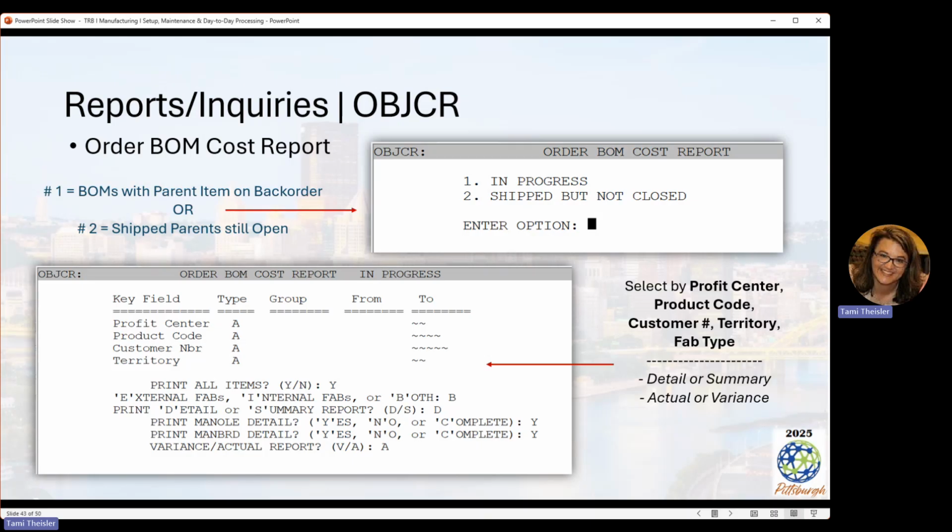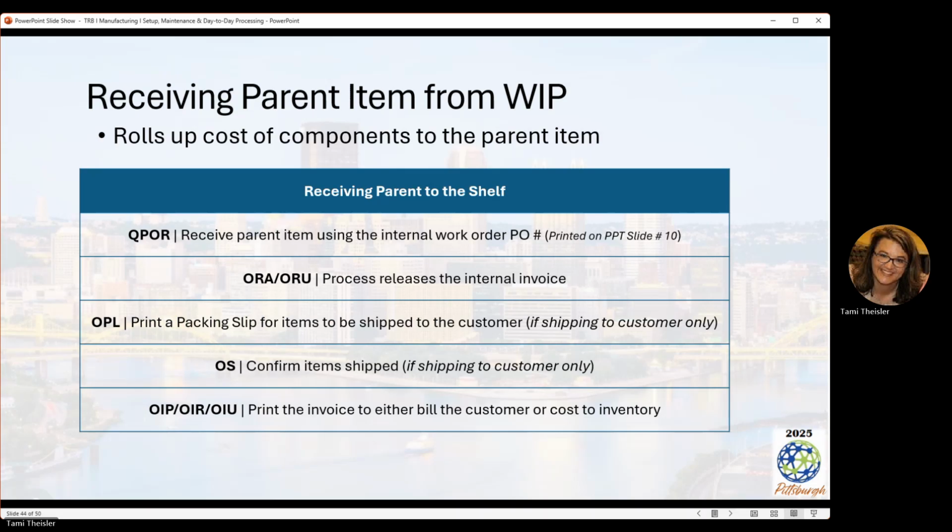When you run the OBJCR, you can select all groups or ranges of profit centers, same for product codes, customer numbers, and territories. You also get the option of whether you're going to print all items, specific, external or internal fabs, or both. You get man-a-lay detail, yes or no, and man-bird detail, yes or no. You can also print just completed projects, and you also have variance or actual. Do you want to see the variance that you have, or just the actual costs associated? Okay, so there are lots of different reports that you can utilize.